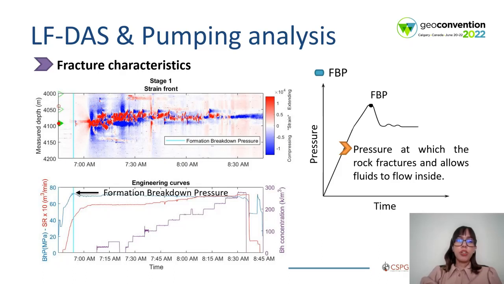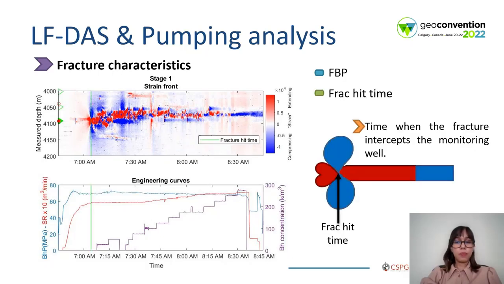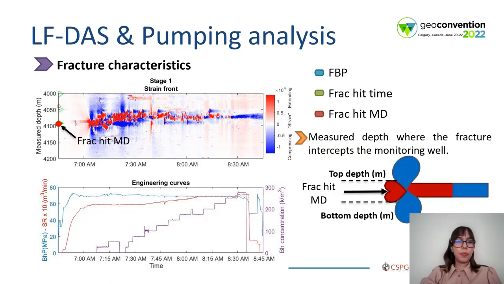It's at this pressure that the formation will break and will allow the fluids to circulate inside the rock. The formation breakdown pressure is the first peak of the bottom hole pressure curve before it becomes continuous. Then we pick the frac hit time represented by the green line. It's at this time that the fracture intercepts the monitoring well. We identify the frac hit as the bottom of the heart-shaped tip of the dragonfly where the wings start.